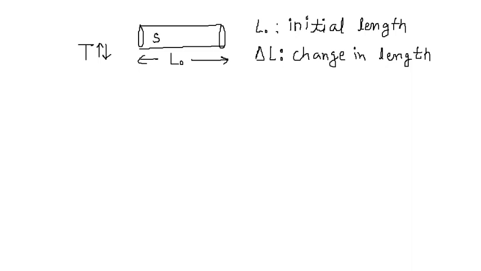Let us assume that this section is made up of steel, and we know that the coefficient of linear thermal expansion for steel will be 12 into 10 raised to the power minus 6 per degree Celsius, and delta T will be the change in temperature.